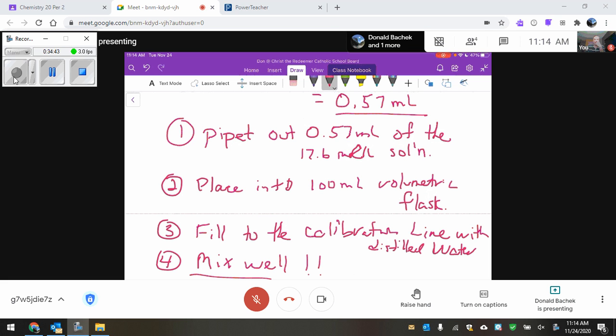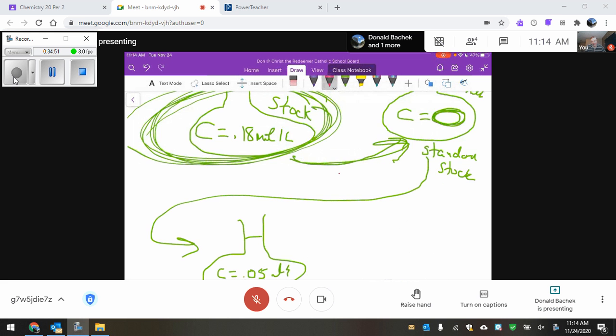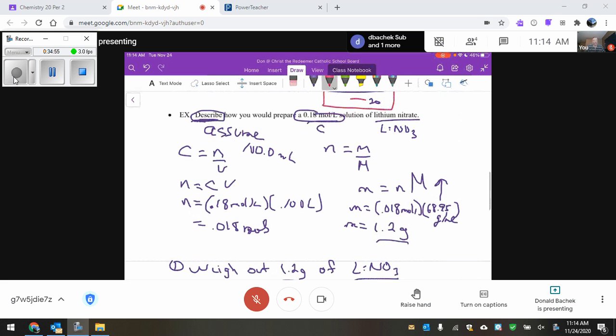The biggest difference we have to understand here is this. In lesson 4, I'm just going to go back to that for a second. We talked about making this standard solution: describe how you prepare this 0.18 molar solution. Well, how do you make a solution? You usually start with a solid. In this case, we put it into a certain volume of water, 100 milliliters, and we get this concentration, C.